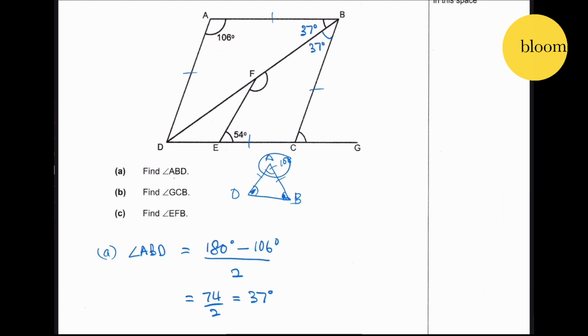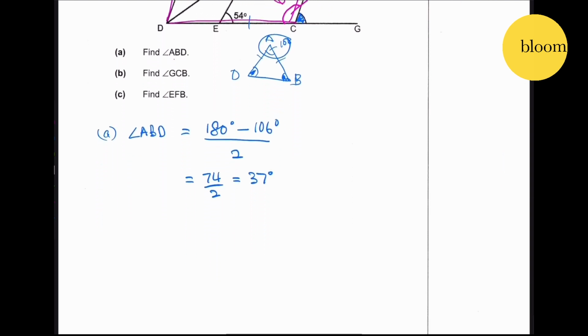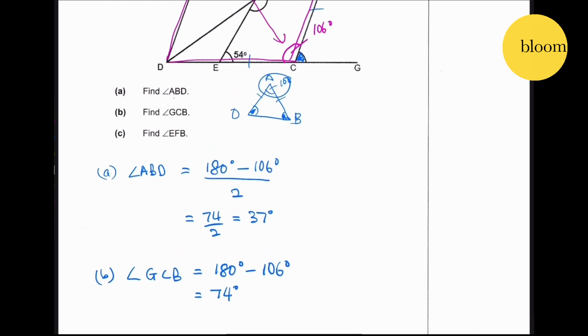B, find GCB. GCB, this angle here. This is a rhombus. Opposite angle is the same. This is 106. So angle GCB equals 180 degrees minus 106 degrees, which gives us 74 degrees. So this is 74 degrees.